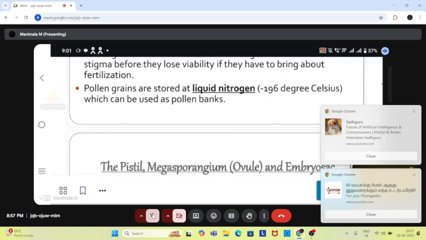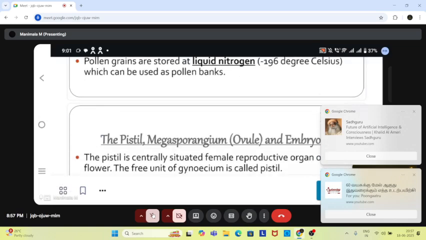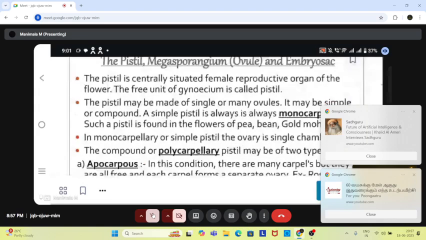So this is about the male gametophyte. Okay. So in the next class, we will see the female gametophyte. Is it clear? We'll go with the next class about the female gametophyte. If that is completed, the first chapter will end.